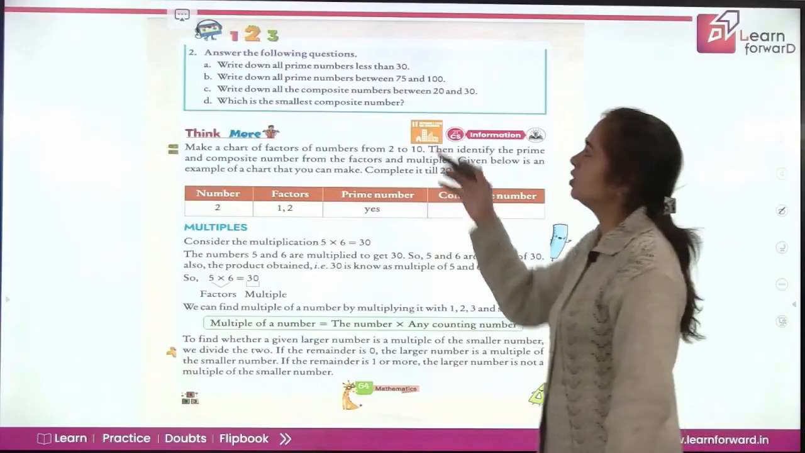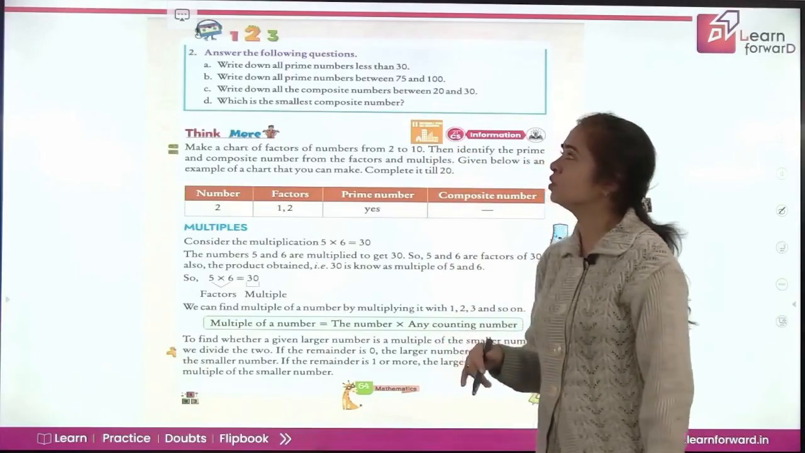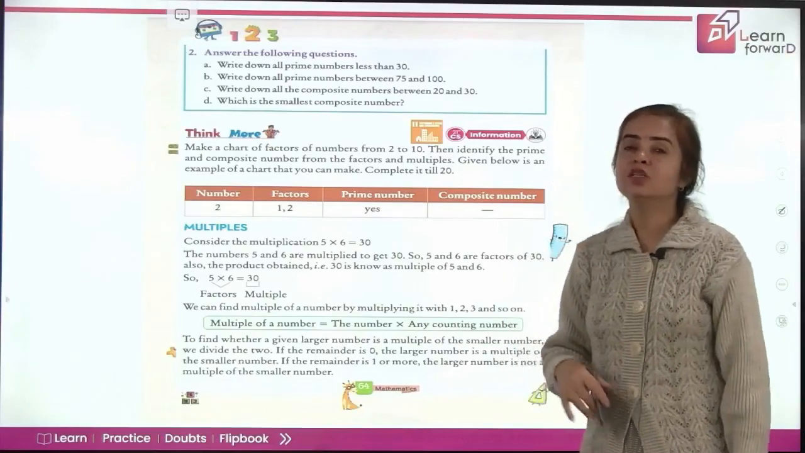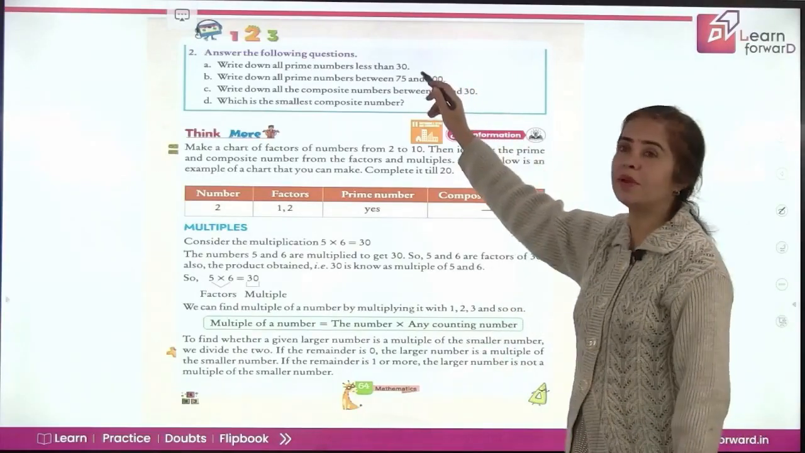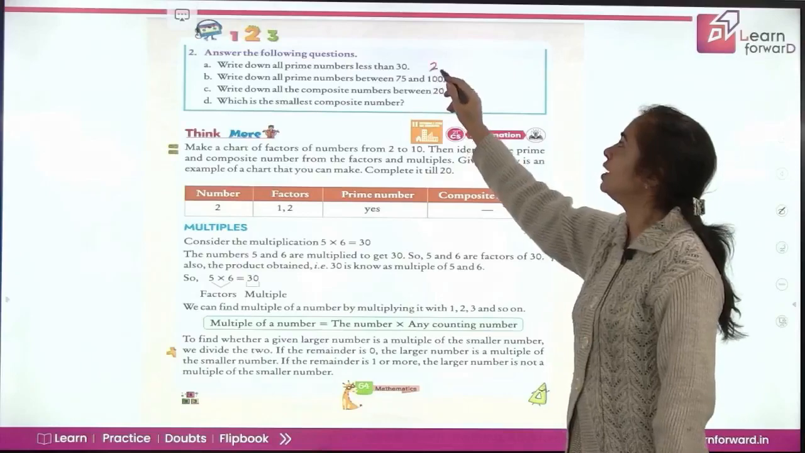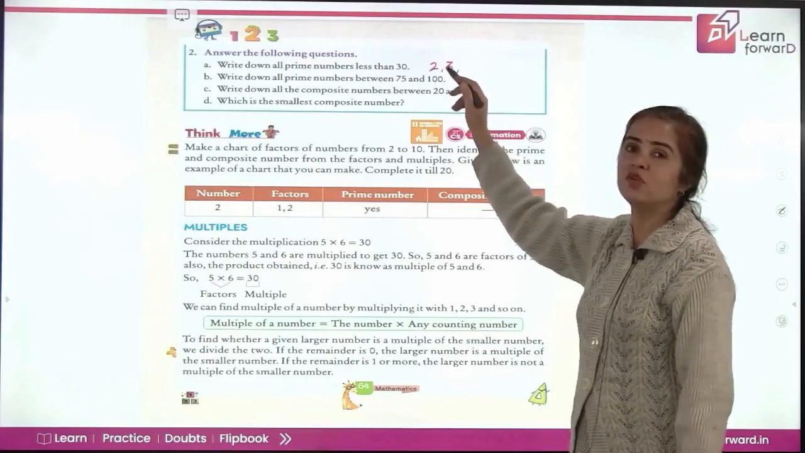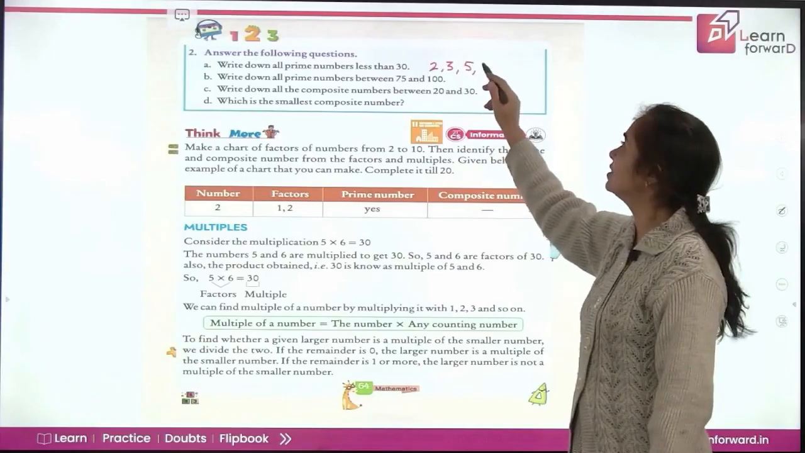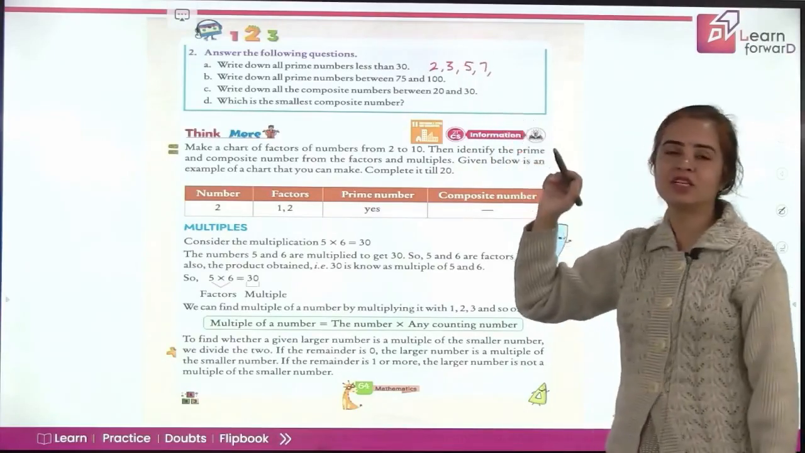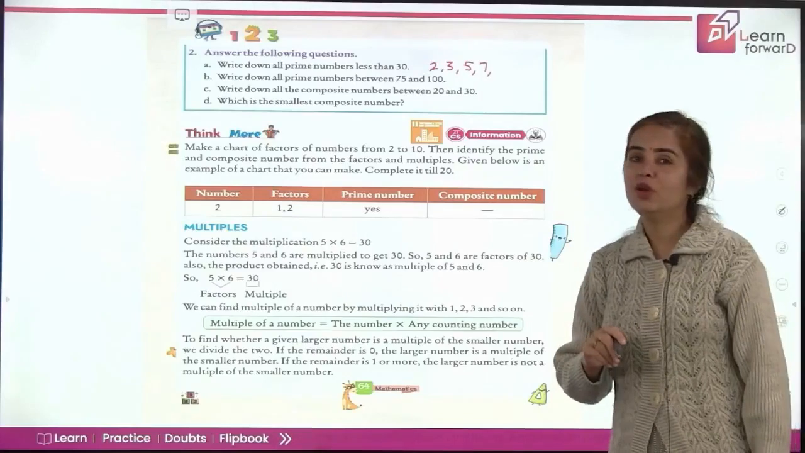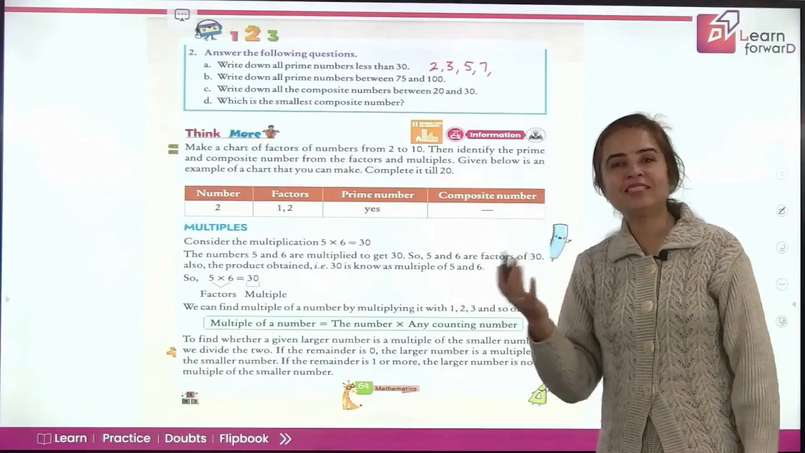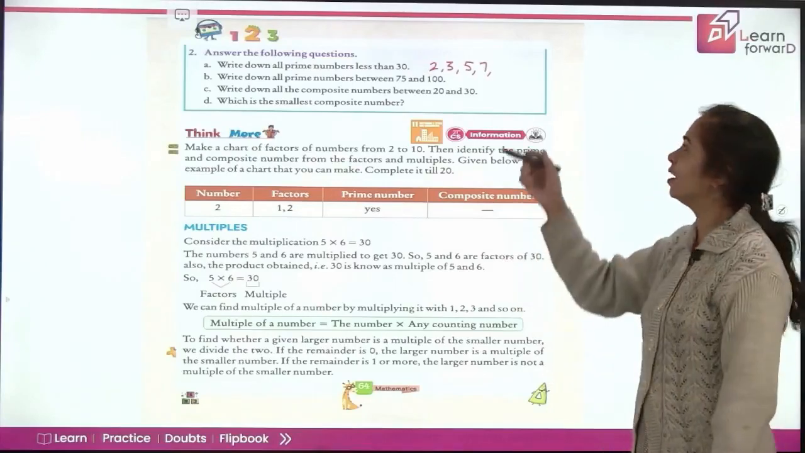Now the next question is, answer the following questions. Write down all prime numbers less than 30. So can we write? Is 1 a prime? No. 2? Yes. 3? Yes. Is 4 a prime? No, it's composite. Then 5. Next is 7. 8? No. 9? No. Is 9 not divisible by any number? It is divisible by 3. So it is not a prime number.